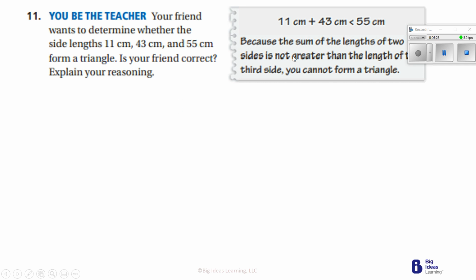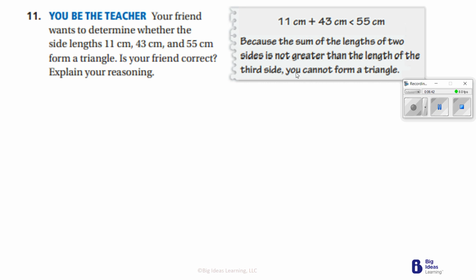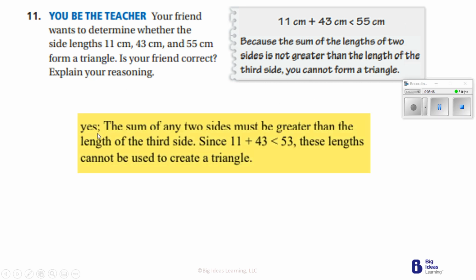Is your friend correct? 11 plus 43, according to your friend, is less than 55 centimeters. Because the sum of the two lengths is not greater than the length of the third side, you cannot form a triangle. Well, that's absolutely right. The sum of any two sides must be greater than the length of the third side.